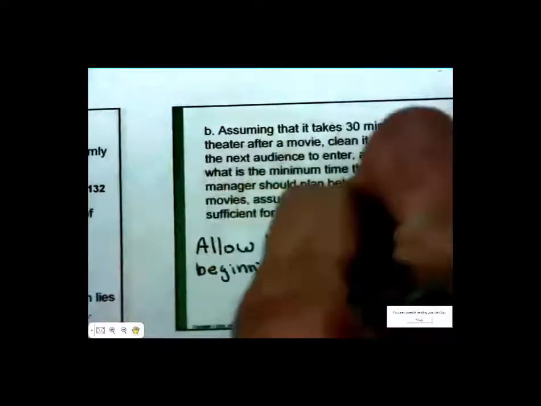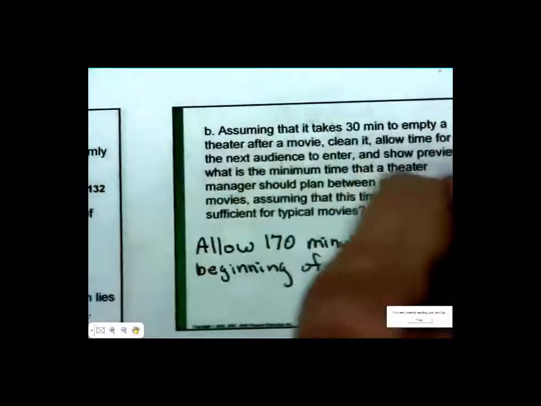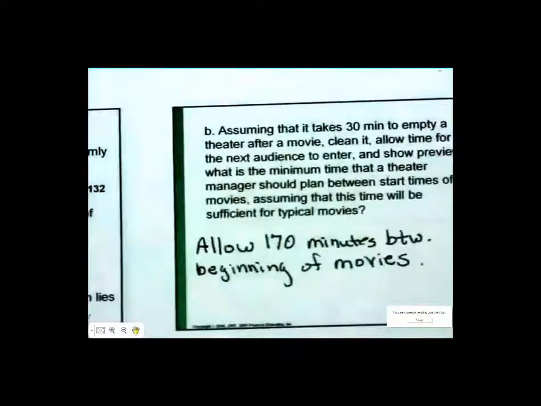Yeah, between start times. Because you have to publish the start times or put them on your little toll-free number or your Fandango, where you go to look up movie times. You have to publish those start times way before the movie starts. You can't wait around to see how long the movie lasts and how fast the people get out. So most theaters allow about 170 minutes between their start times.